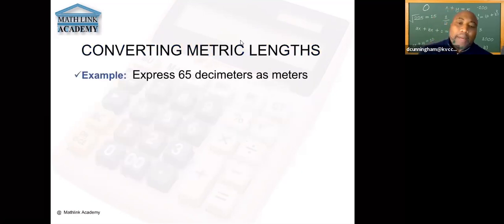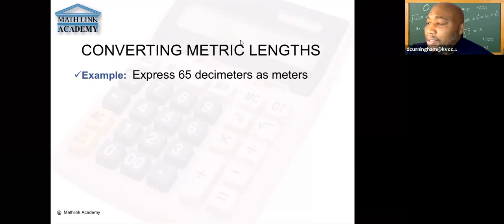Now let's look at this example. Express 65 decimeters as meters. Now we're going from a smaller unit to a bigger one, which is meter. Meter is bigger than a decimeter. Remember, we've got to know the relationship between these. So let's actually do this one right now. We'll do it on this particular board.